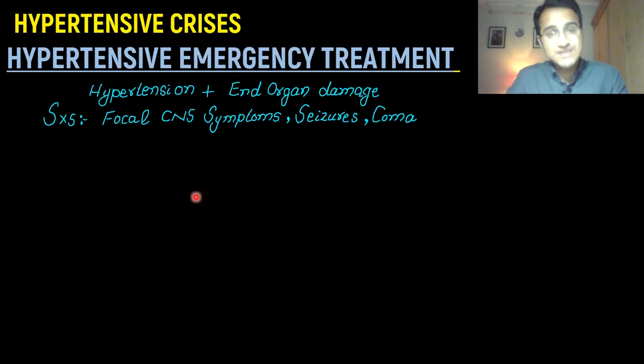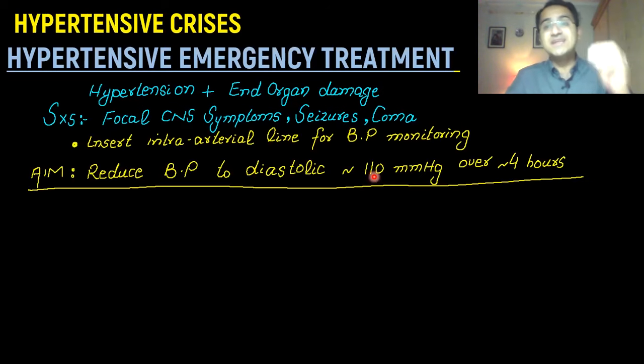Hypertensive emergency has a different management. A hypertensive emergency patient is developing end organ damage. The patient is having focal CNS symptoms, seizures, coma. In the presence of this end organ damage, you have to reduce blood pressure in hours rather than days. You insert an intra-arterial line for BP monitoring, and you reduce the diastolic blood pressure to almost 110 over 4 hours.